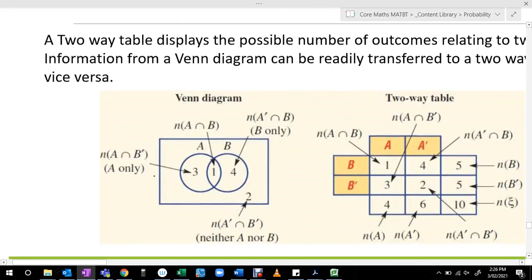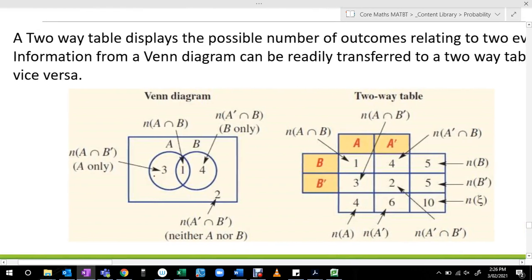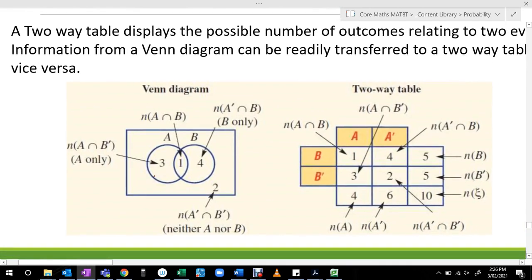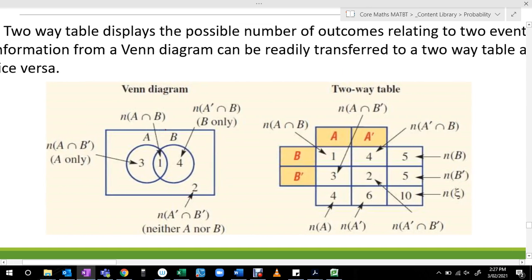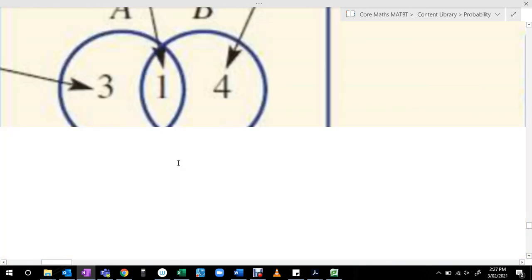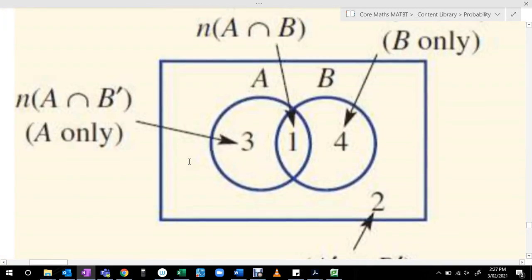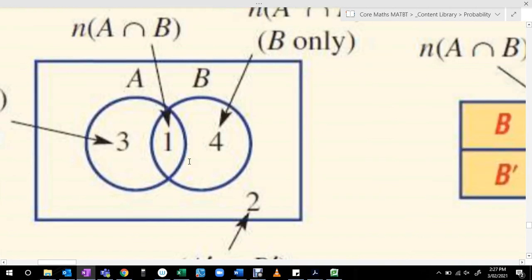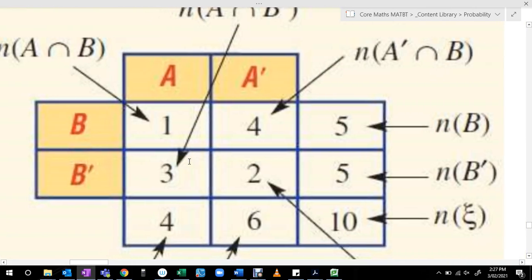All right, so let's get into two-way tables. A two-way table is basically just another way of representing a Venn diagram. Instead of seeing it in this way, which is your typical Venn diagram, you'll see a two-way table that looks like this.